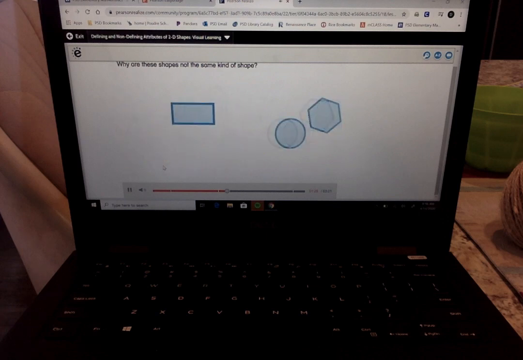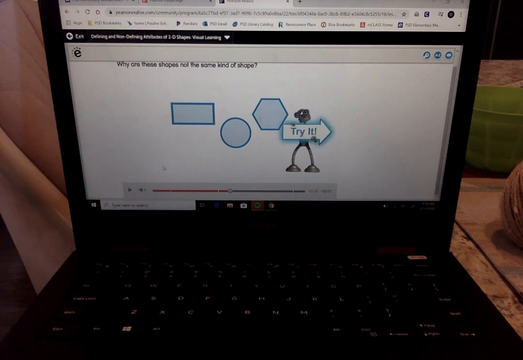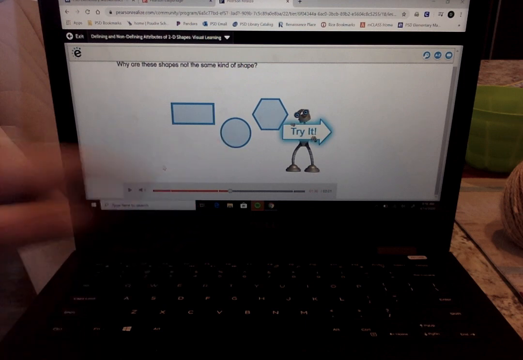Why are these shapes not the same kind of shape? So let's look at that. Why aren't those the same kind of shape? Do all of them have straight sides? Well, there's one answer. No, they don't. So it can't be the same.